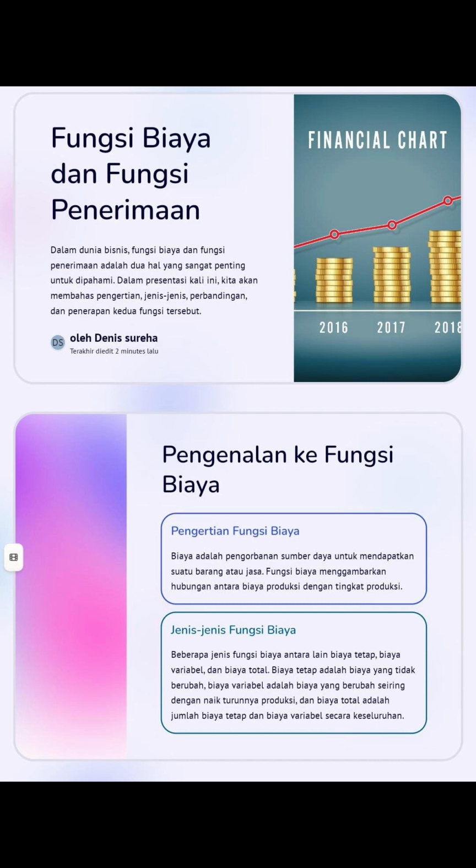Types of cost function. Several types of cost function include fixed costs, variable costs, and total costs. Fixed costs are costs that do not change. Variable costs are costs that change as production goes up and down. And total costs are the total of fixed costs and variable costs. Okay, next.